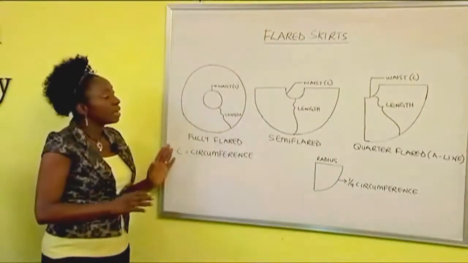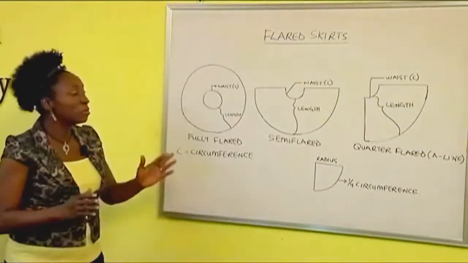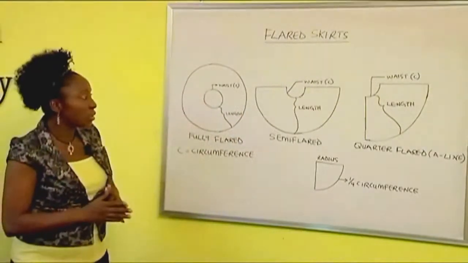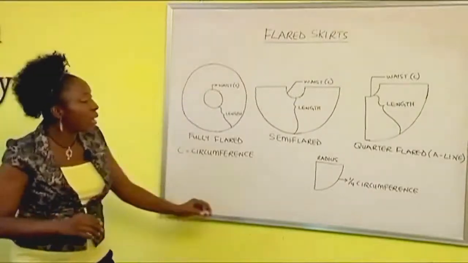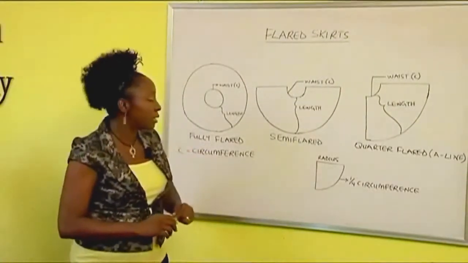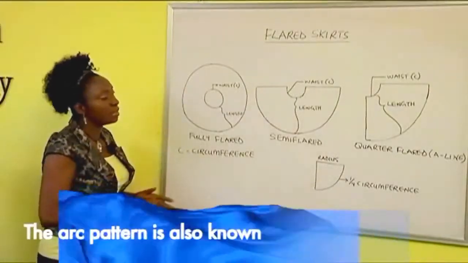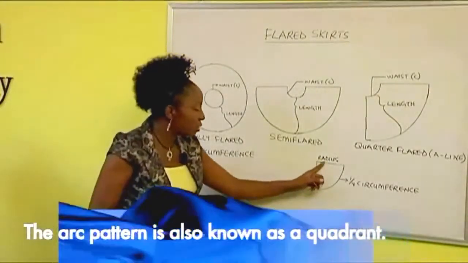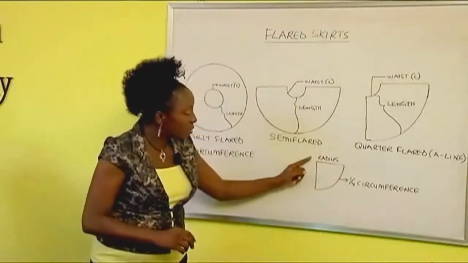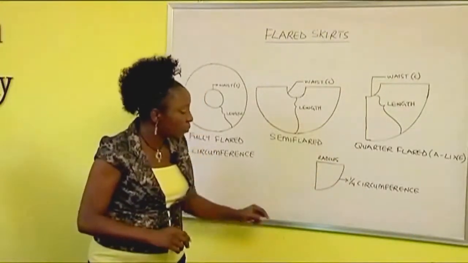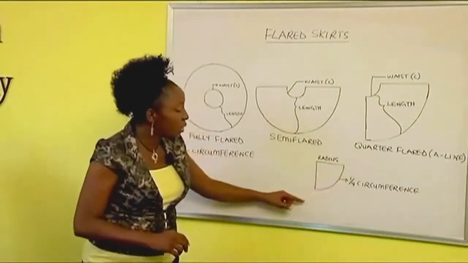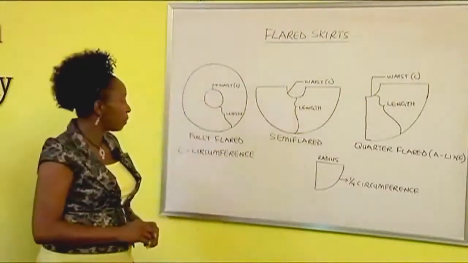Now to make our pattern, obviously we're not going to make this huge pattern of the massive skirt, but we're going to make the pattern called the arc. This is called the arc pattern. And you can see the radius here. That's just like a quarter circle. This is the middle of the circle. And this part here, which represents a quarter of the circle, is a quarter of the circumference.